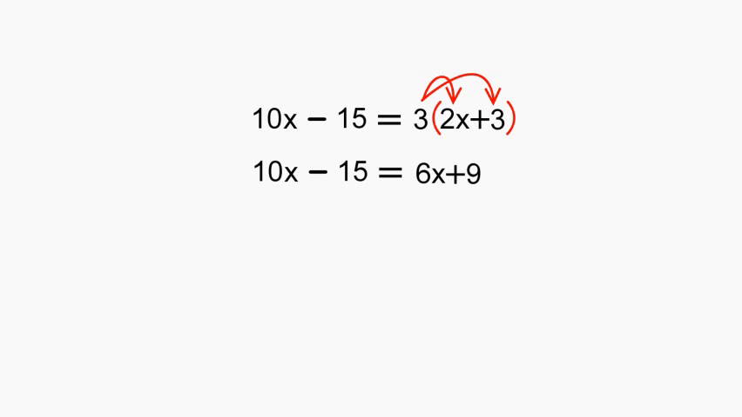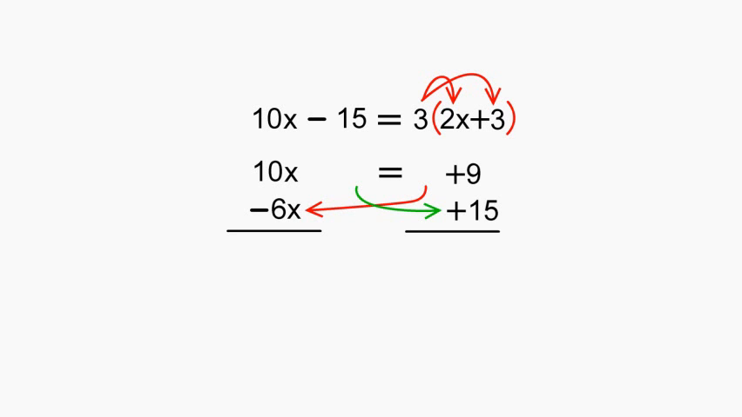Next I have to move things around and collect like terms. I want to move the positive 6x on the right side to the left side, and it becomes negative when I do that. The negative 15 on the left side becomes positive when I move it to the right side. Next I combine or simplify the terms. 10x's minus 6x's is 4x's. On the right side, 9 plus 15 is 24.